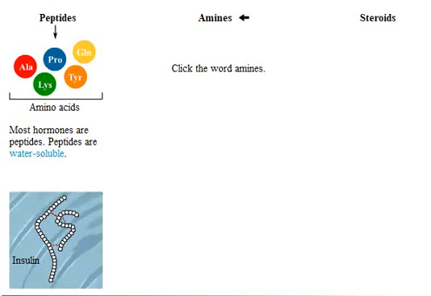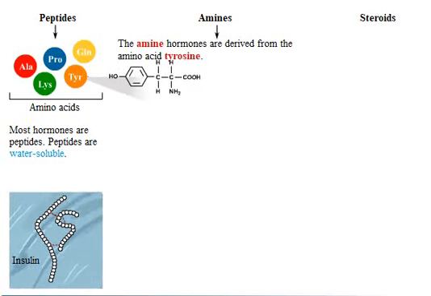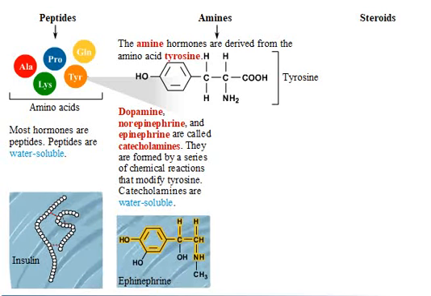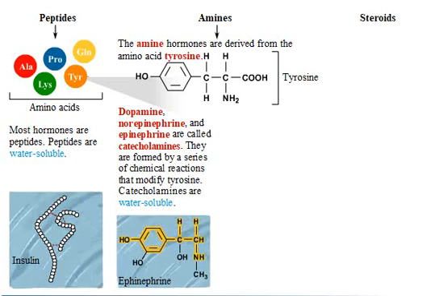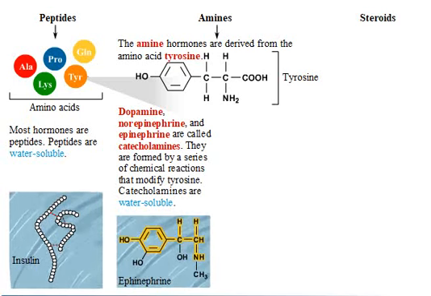Click the word amines. Amine hormones are derived from the amino acid tyrosine. Dopamine, norepinephrine, and epinephrine are called catecholamines. They are formed by a series of chemical reactions that modify tyrosine in successive steps. Catecholamines are water-soluble. We will study the synthesis of epinephrine in detail in the next pages.